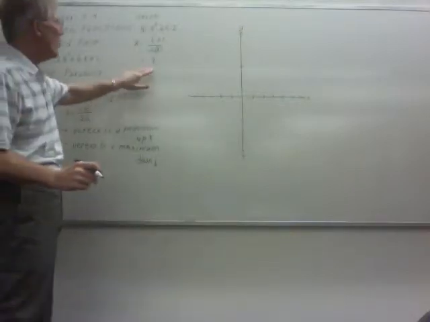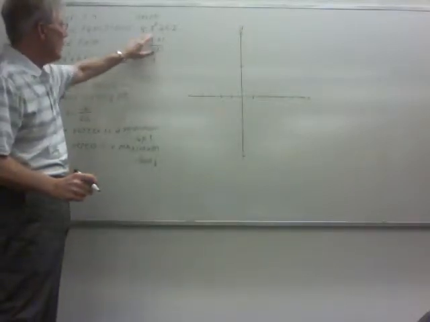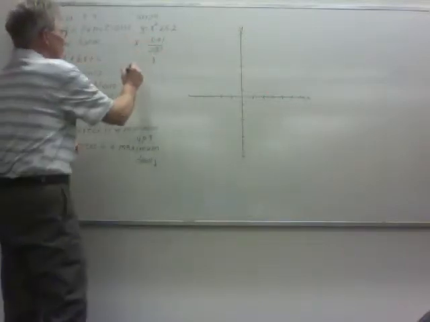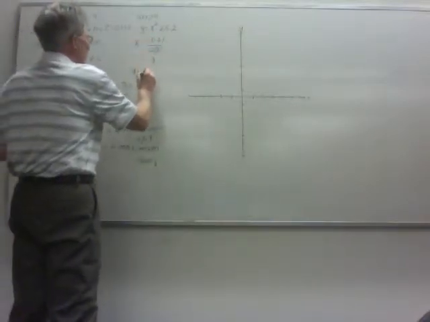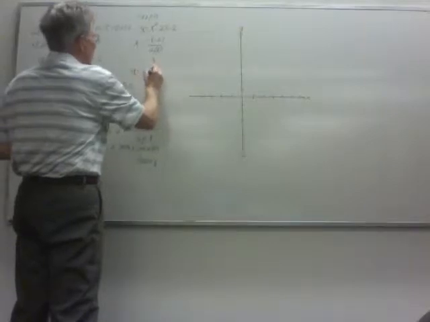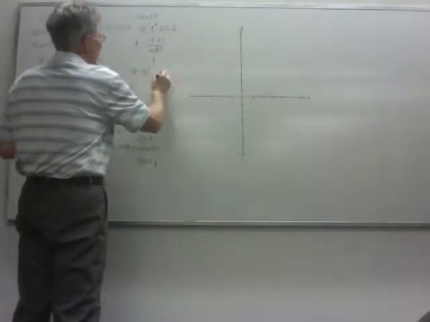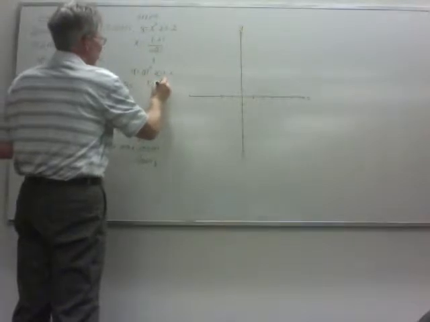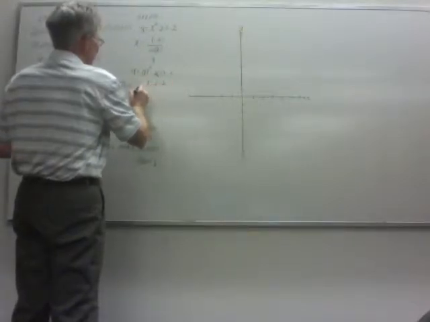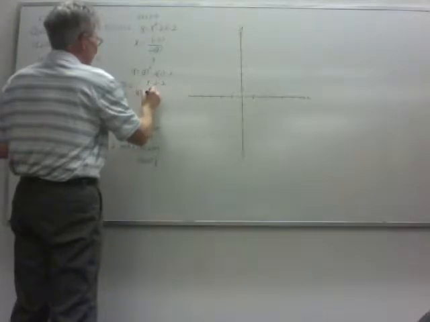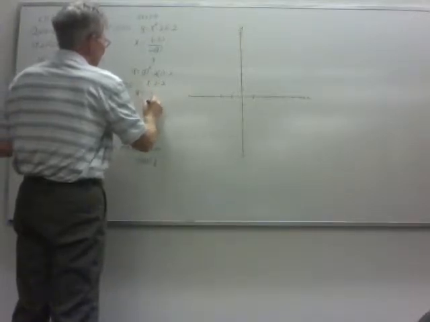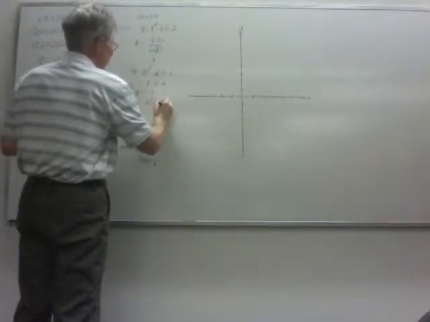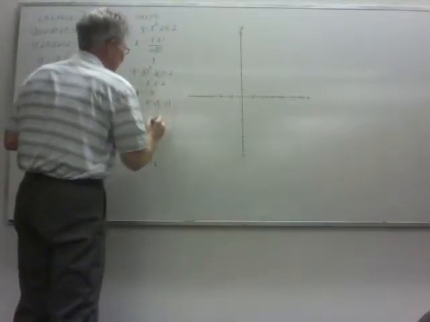To find the y coordinate, we're going to take this 1, we're going to plug it in right here. So I've got y equals 1 squared minus 2 times 1 minus 2. So I've got 1 minus 2 minus 2. So I've got a positive 1 and a negative 4, which gives me negative 3. So my vertex point is 1, negative 3. Good?